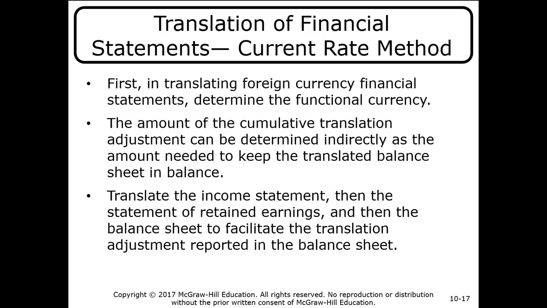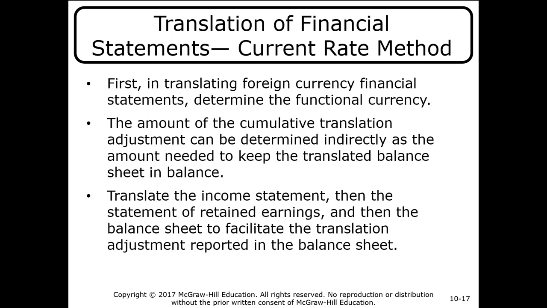So the current rate method is going to be the most predominant method, and that's the one we're going to focus on. That's the one you're going to be tested on for the final exam. So with this one, we're going to use the current rate to translate all assets and liabilities. The stockholders' equity common stock is going to be translated at its historical rate, when the initial investment was made. And then I'll go through in the examples how we go about figuring retained earnings.